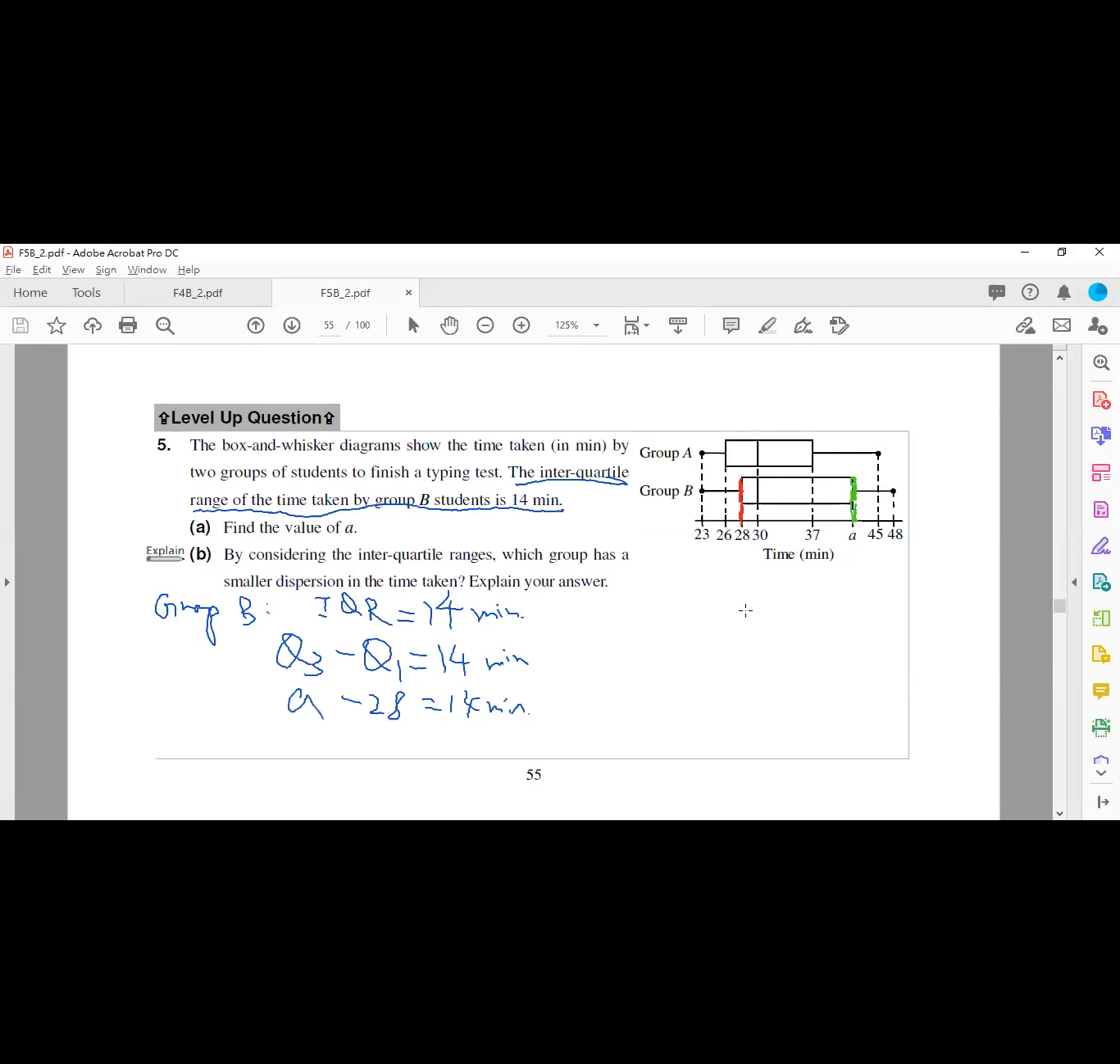Okay, so A minus 28 is equal to 14. In the calculation, we do not need to write down the units. Okay, A minus 28 is equal to 14. So A should be 14 plus 28, which is equal to 42.